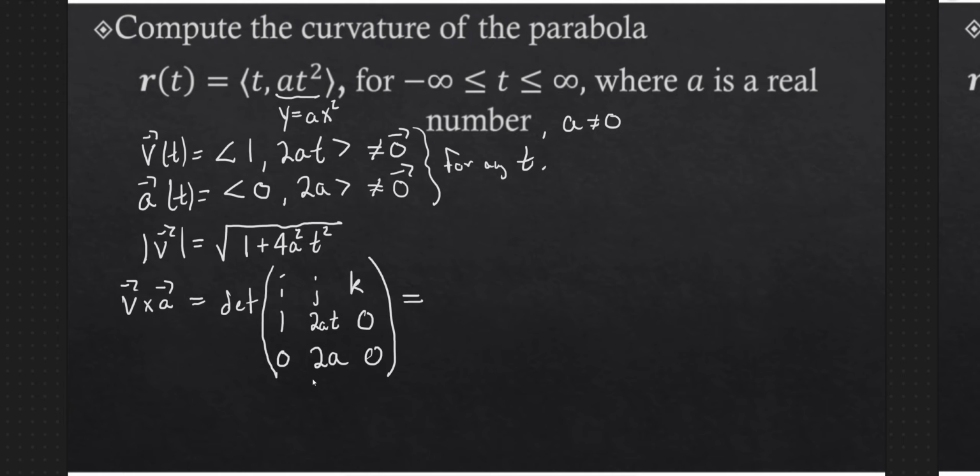Notice I'll get 0 here, so that's 0i. How many j's? Well, if I do the j, I'm also going to get a 0 because these are all 0. And this should make sense, right?